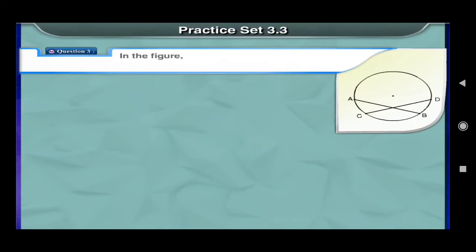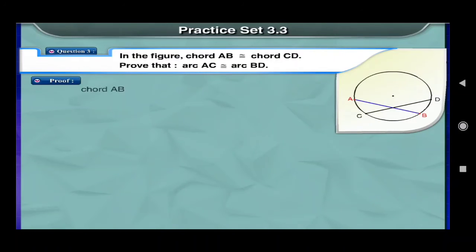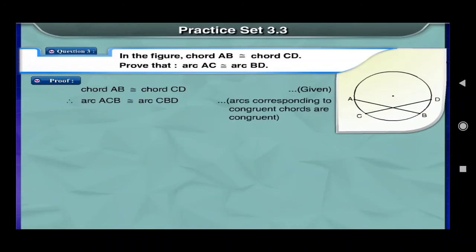3. In the figure, chord AB is congruent to chord CD. Prove that arc AC is congruent to arc BD. Here's the proof. Chord AB is congruent to chord CD is given. Therefore, arc ACB is congruent to arc CBD since arcs corresponding to congruent chords are congruent. Therefore, measure of arc ACB is equal to measure of arc CBD. Let this be statement 1.